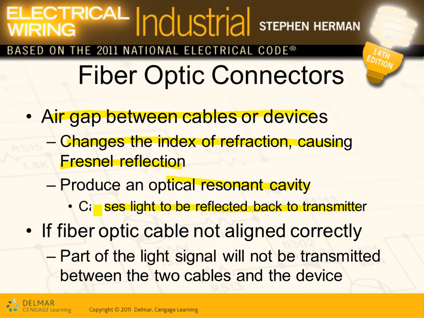Okay, if you don't align the fiber optics correctly when you terminate them, part of the light signal will not be transmitted, so that's bad news, between the two cables and the devices. So when you do termination and you have two fiber optics, here you go, fiber optics number 1, 2, we need to terminate them. You have to align them properly and terminate them properly and connect them properly. Otherwise, you're going to lose some data.